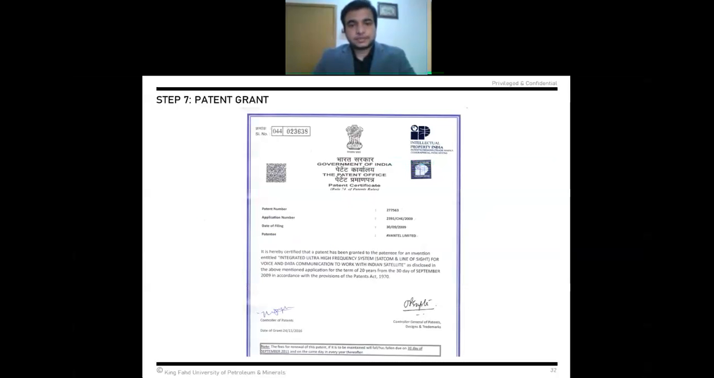This is an example of an Indian patent. As you can see, the first detail you see is the patent number, followed by the application number and the date of filing. The fourth item is the patentee, which is the owner of the patent. In the bottom paragraph, you will see that the title of the patent is mentioned. And it is also mentioned in the second line from below that the above mentioned application is valid for the term of 20 years from the date of filing. So the life of the patent is 20 years from the date of filing.